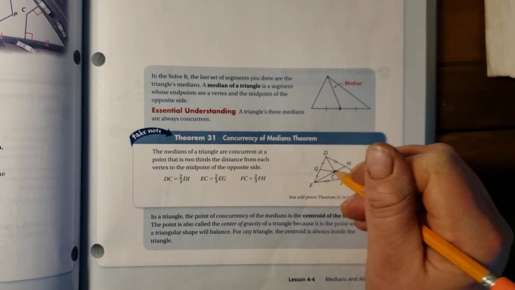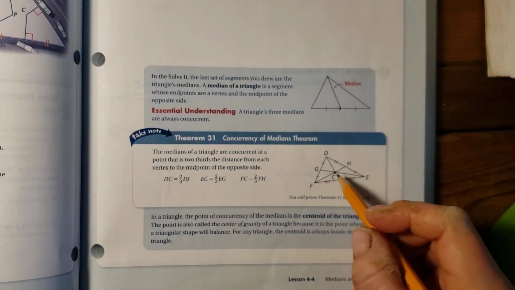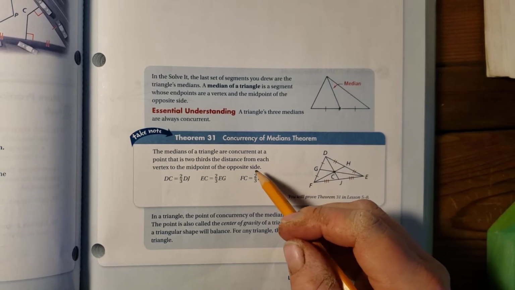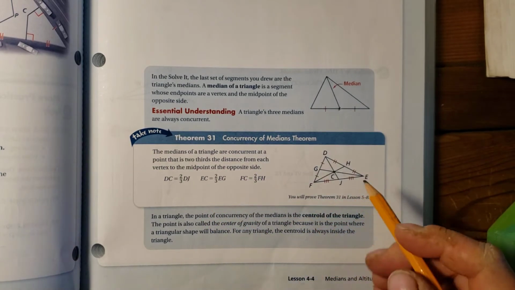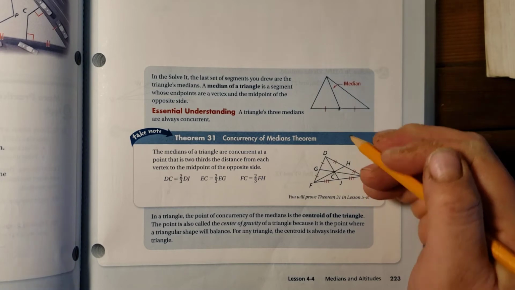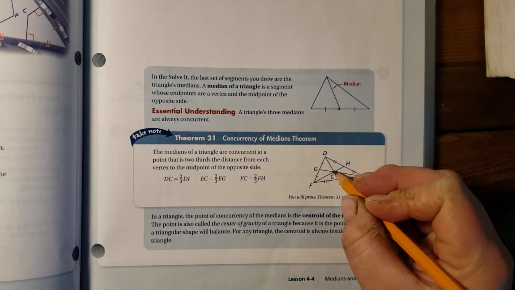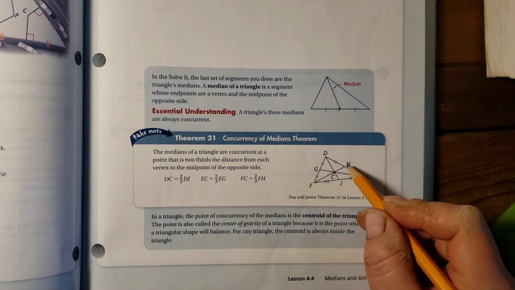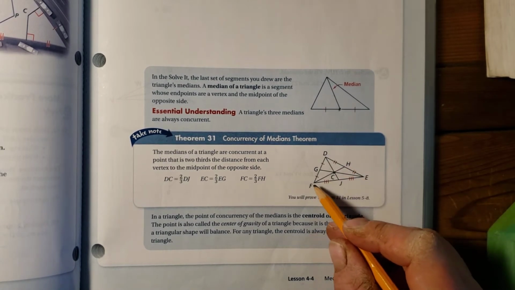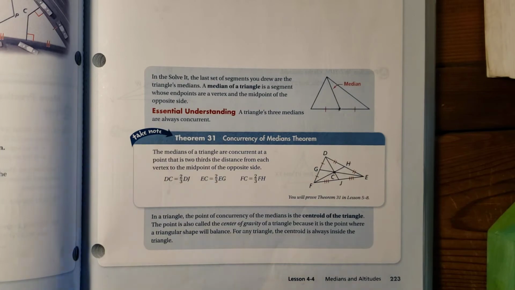It also has a principle in that it is always 2/3 the distance from any of the vertex. So the point in the center is called the centroid, and the centroid is always 2/3. So if I know the length of this, I can multiply it by 2/3 and find the length of that.